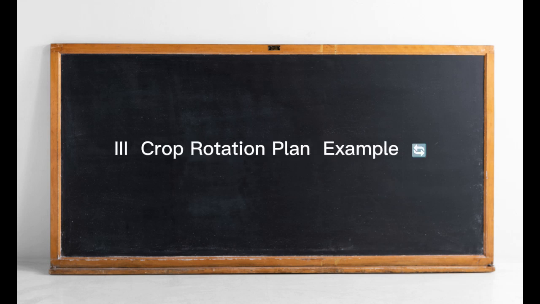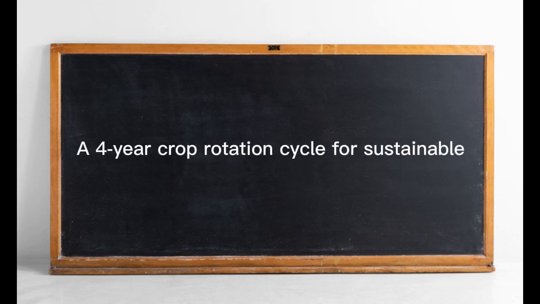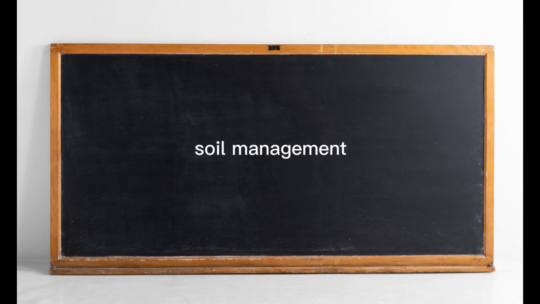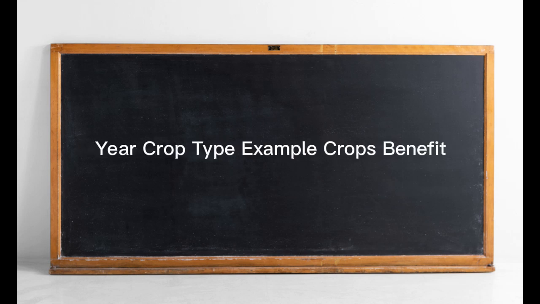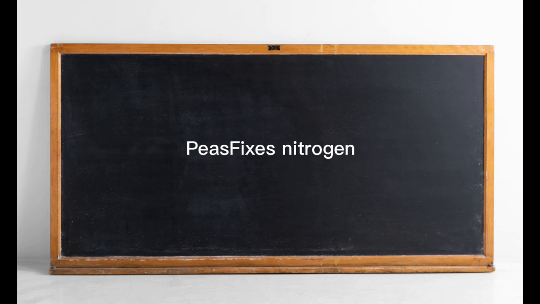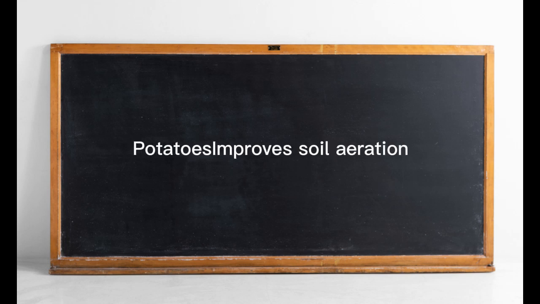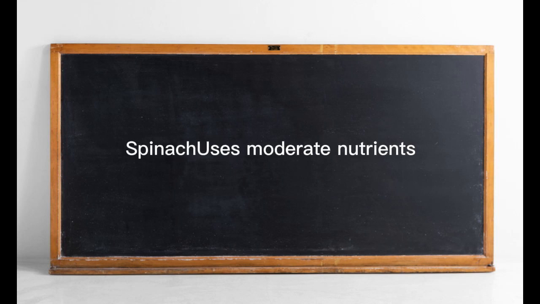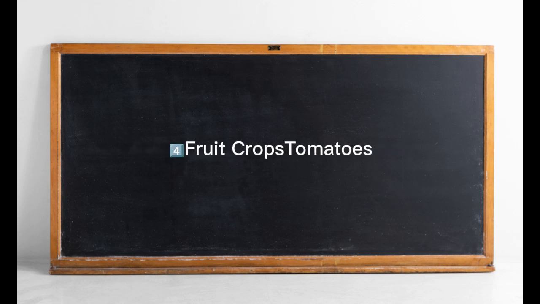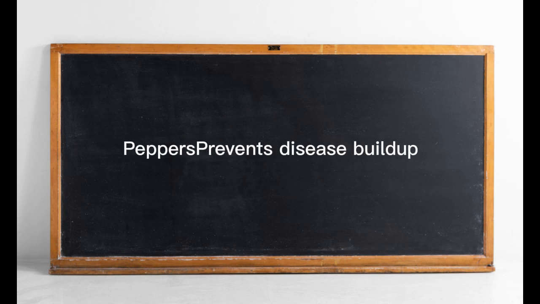3. Crop rotation. Plan a 4-year crop rotation cycle for sustainable soil management. Example crop types and their benefits: 1. Legumes, beans, and peas fix nitrogen for root crops. 2. Root crops, carrots and potatoes, improve soil aeration. 3. Leafy crops, cabbage and spinach, use moderate nutrients. 4. Fruit crops, tomatoes and peppers, prevent disease buildup.